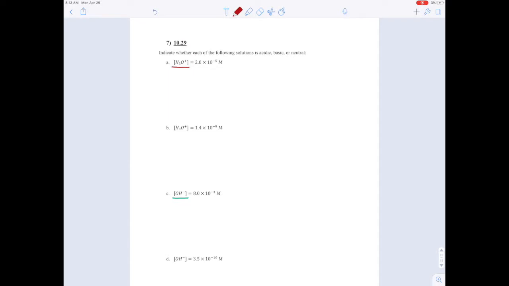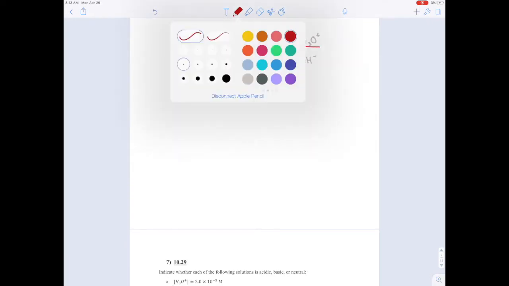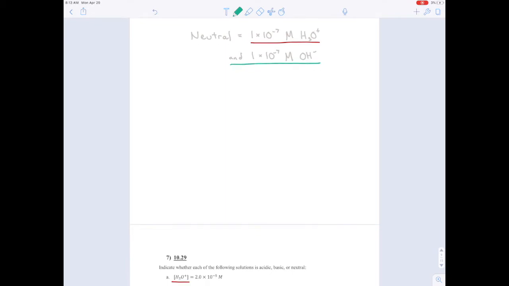So what you would want to remember in order to assess these concentrations is that neutral is when you have 1 times 10 to the negative 7th H3O+ and 1 times 10 to the negative 7th OH-. So that's neutral. Now, we're going to compare the information they give us to that. If it's equal to that, then it'll be neutral, and if it's higher or lower, it'll be acidic or basic.